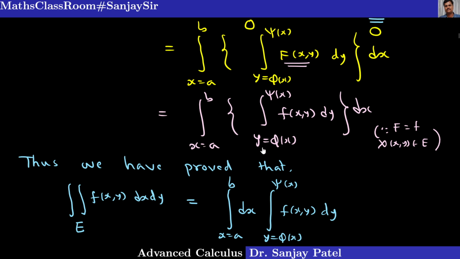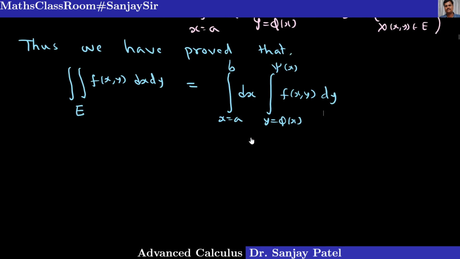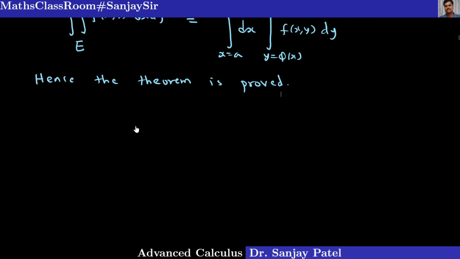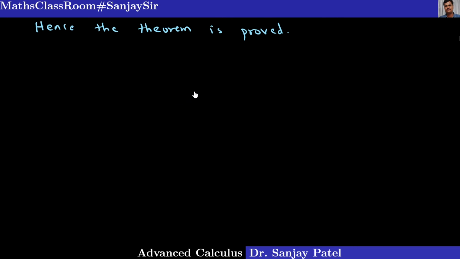In the same way you can obtain the other repeated integral of this double integral. Hence the theorem is proved. We'll see some examples in our next lecture on how to compute the double integral over any closed and bounded region, and that is the most important topic. But before that, I want to mention some results.